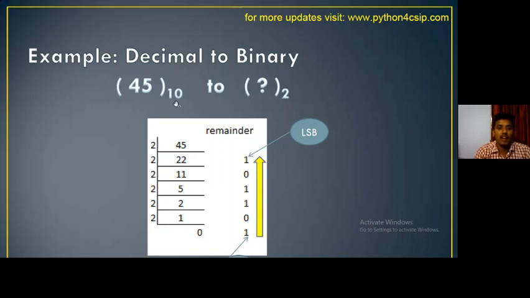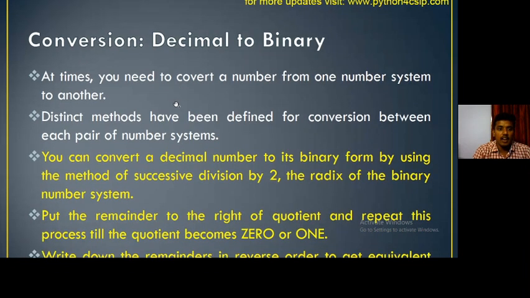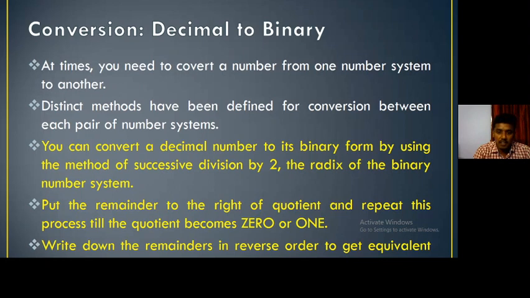Now what is the first step? With the distinct method you can convert the decimal number into binary by using the method of successive division by 2. Put the remainder to the right of the quotient and repeat this process until you get 0 or 1.